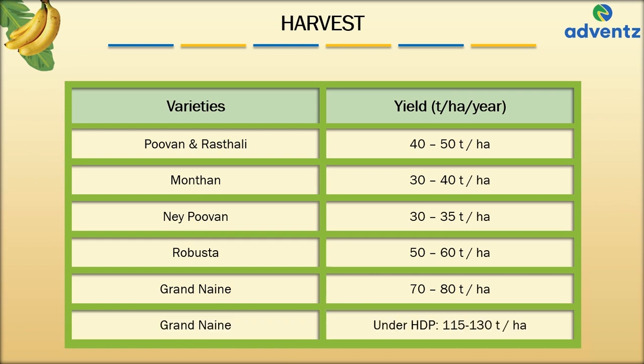And again, for Grand Nain, under high density planting, the yield is 115 to 130 tons per hectare per year.